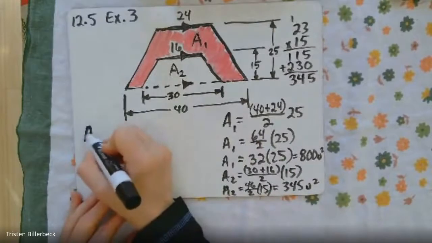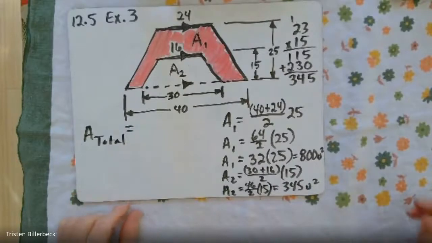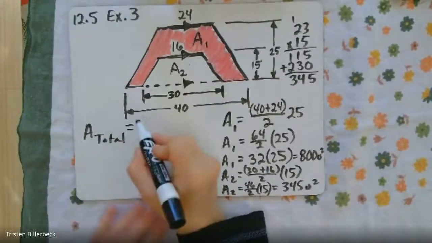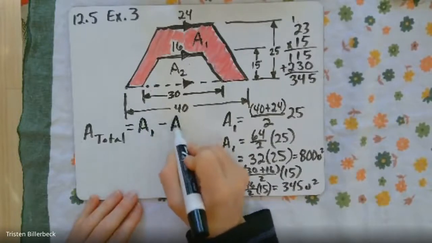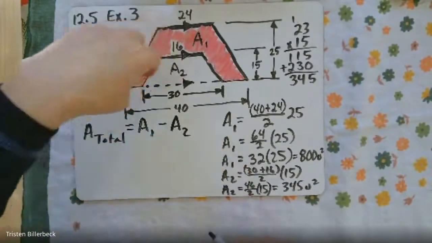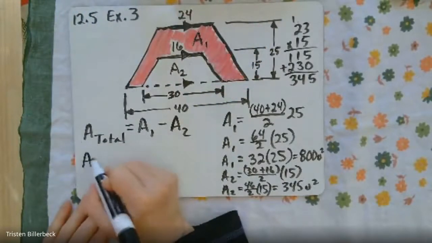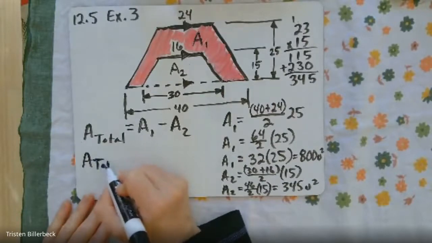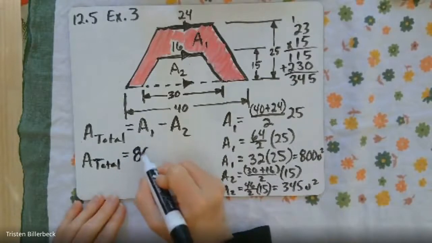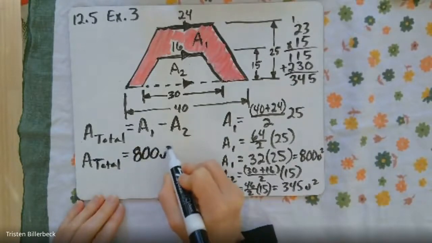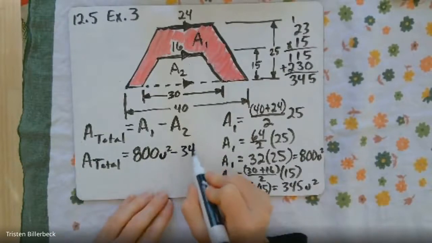Now, when we set up a total, this one's going to be different. We're not adding the areas. We're going to be subtracting the areas. So we're going to take A1 minus A2, because we just want this shaded region. So A total then is, we have 800 units squared minus 345 units squared.